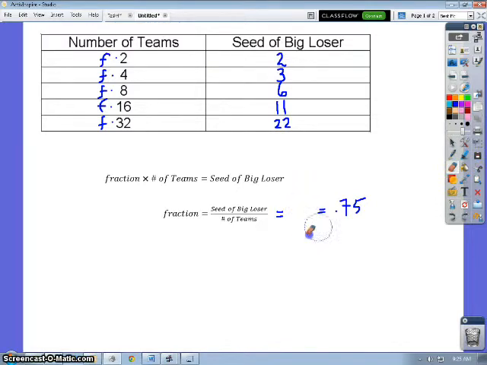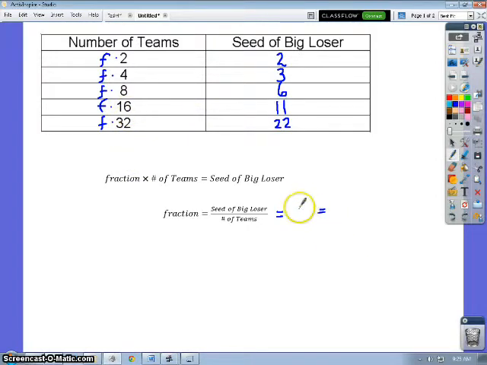When you use a C to the big loser of 6, that happens when the number of teams is 8, and that is also 0.75. So it looks like, looking at the first couple of values here, that the C to the big loser can be found by going about 3/4 of the way down the list of your total number of teams. Unfortunately, that pattern changes starting with the next pair of values.